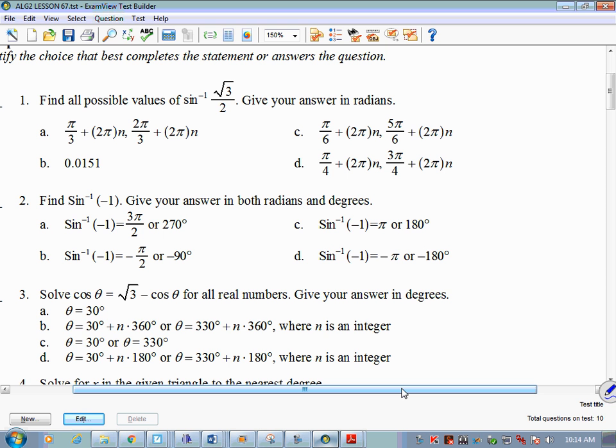All right, so for this first one, it says we want to find all possible values of the inverse sine of radical 3 over 2, and then give our answer in radians. First, I'm going to show you how to do this on a coordinate plane so that you know what's going on. Then I'm going to come back to the same question and show you how to do it in your calculator, and explain why your calculator is not going to give you a complete answer. It's only going to give you about half the answers that exist, which is not going to be enough on a test.